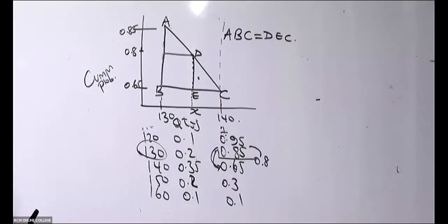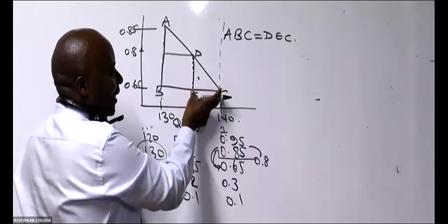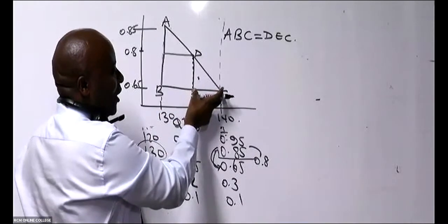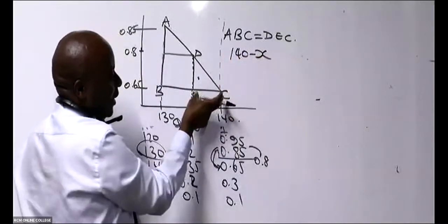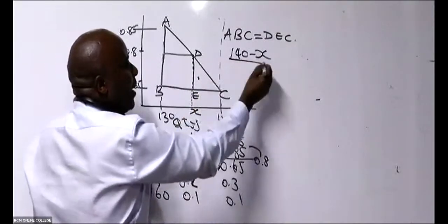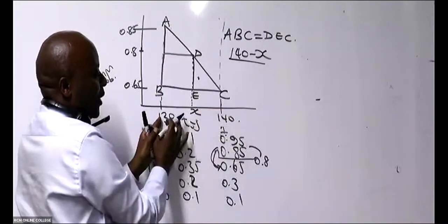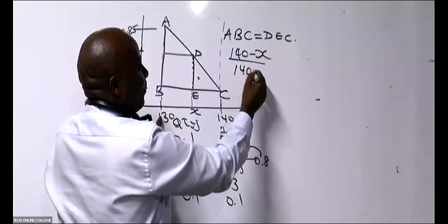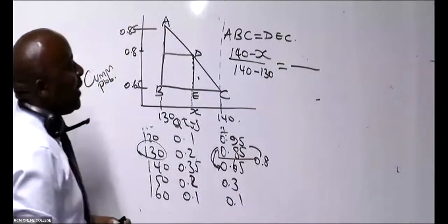So then in this case, what do we have? Let's compare their bases. The base EC, this base here, will be 140 minus X, the difference for this base, all over the base of the bigger triangle, which will be 140 minus 130. Equals. Then again, we compare the heights.